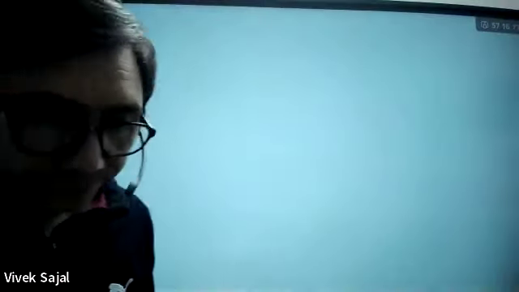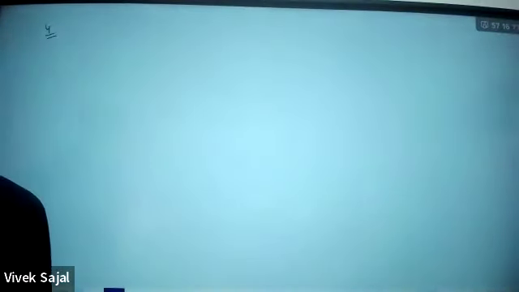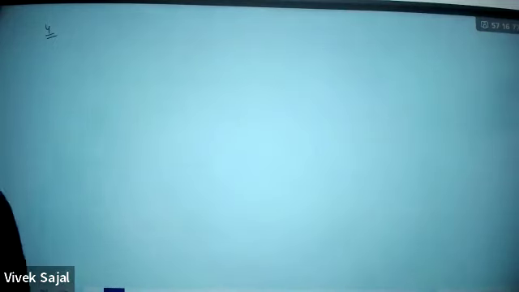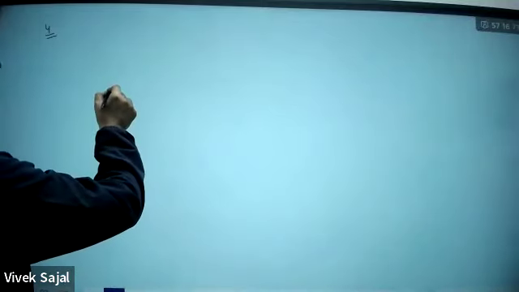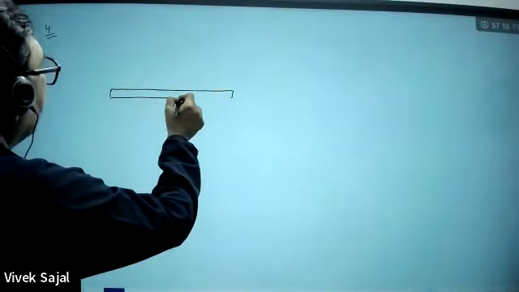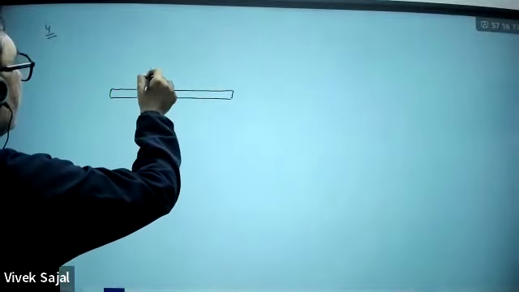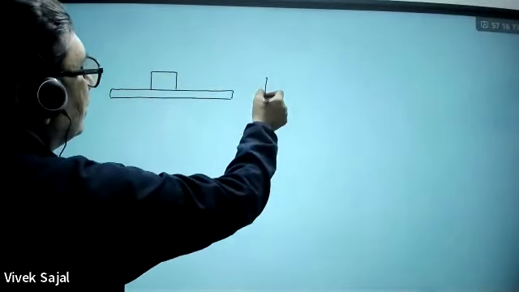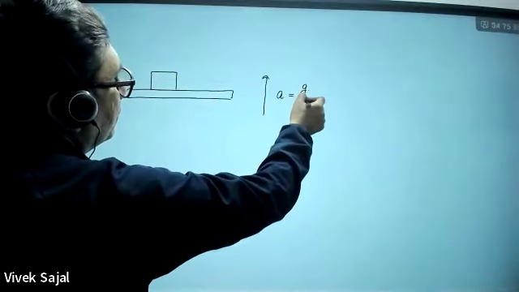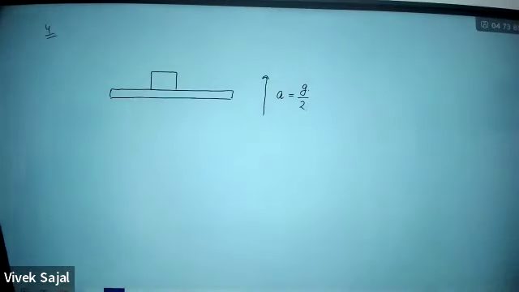So question 4, beta. A block of mass m is kept on a platform which starts from rest with constant acceleration g by 2 in the upward direction. So this type of diagram is given. This is a platform and here this is a block, and together they are moving in the upward direction with an acceleration a equal to g by 2. Okay, with this acceleration they are moving up as shown in the figure.